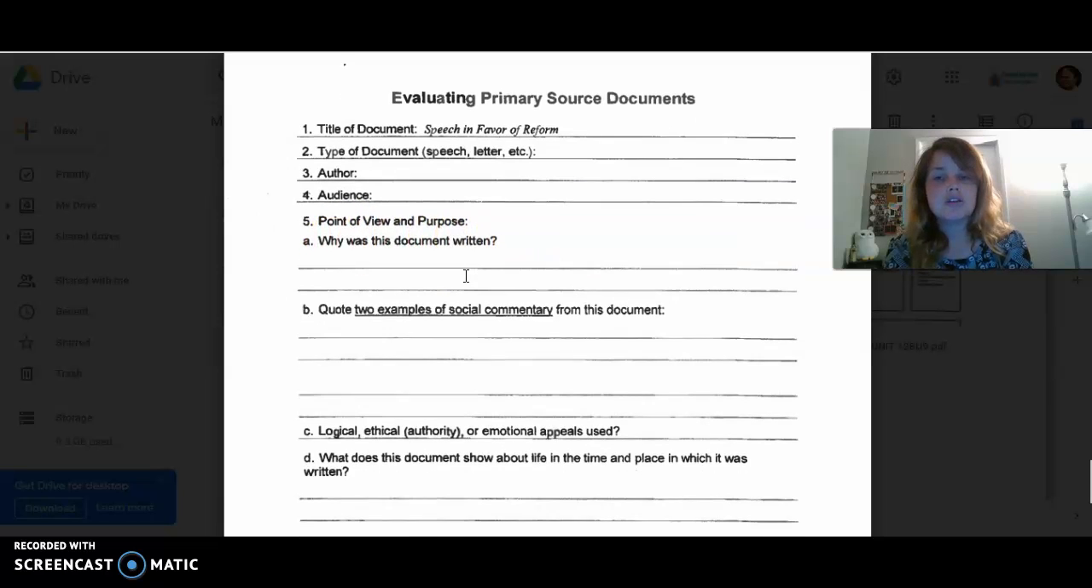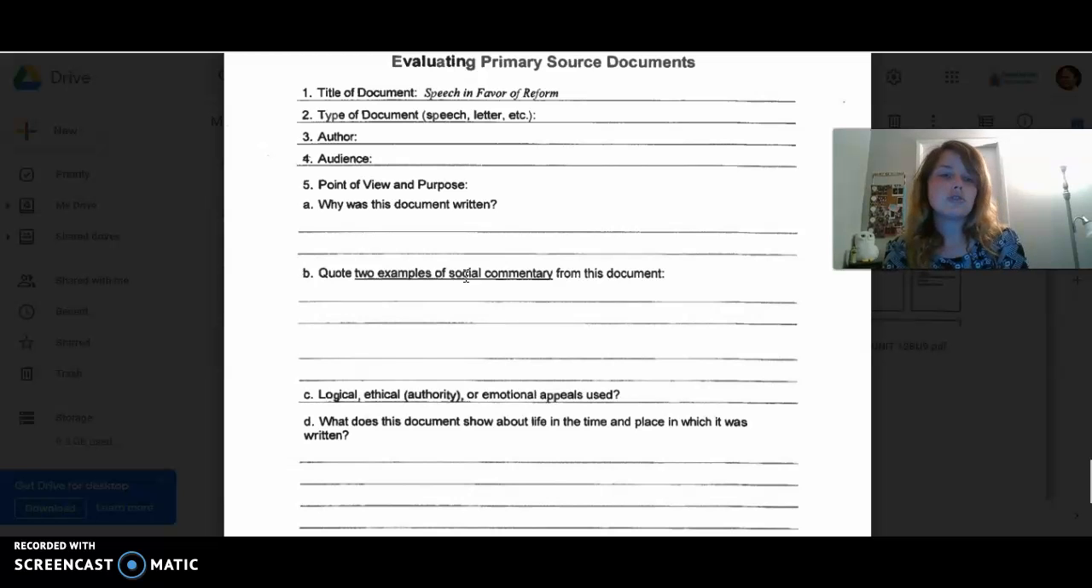Why was this document written? So what was the purpose, right? Did they choose to write it to convince people? Did they choose to write it to inform people? Did they choose to write it to entertain people? Remember that whole pie example of purpose? To persuade, inform, or entertain, right?